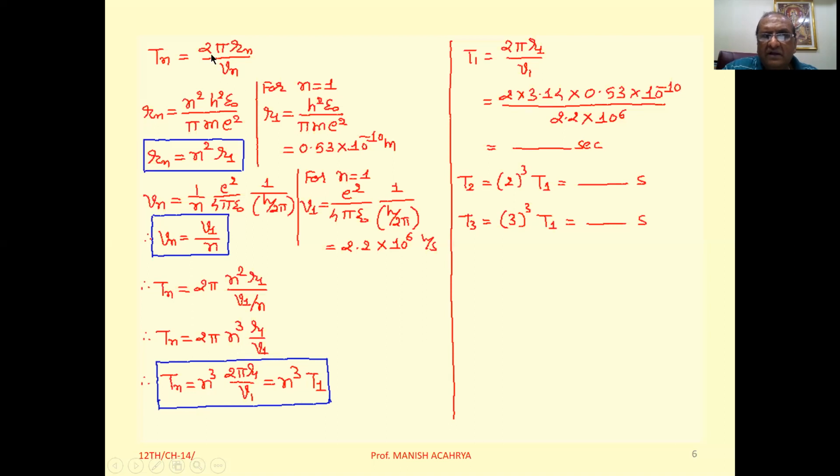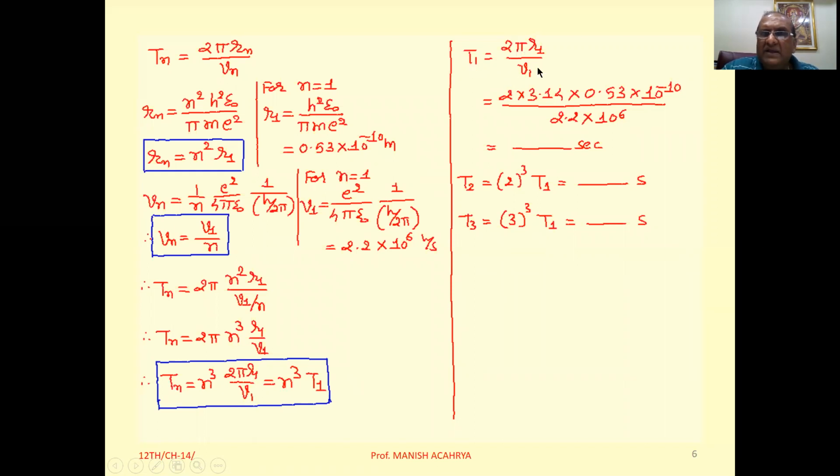Now see here 2 pi Rn upon Vn. So here we will get 2 pi R1 upon V1. So this 2 pi R1 upon V1, that is nothing but T1. So we can write Tn, that is equal to n cube T1. Now calculate the value of T1 separately first.